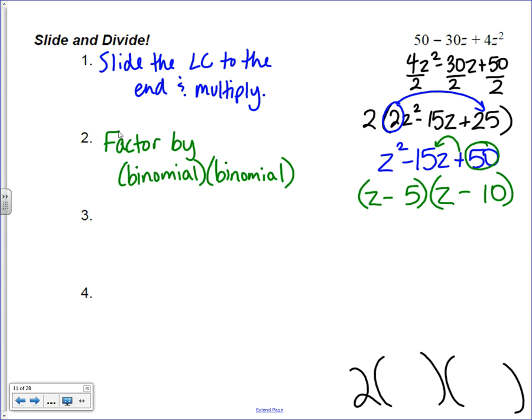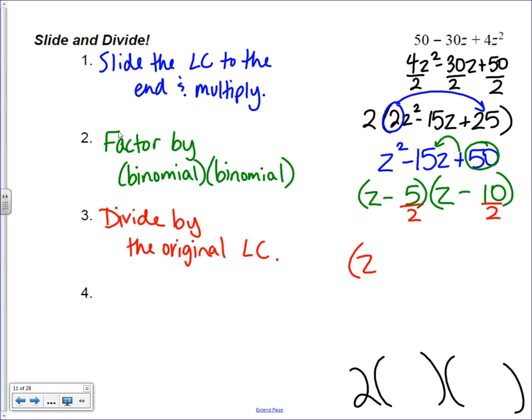Okay, but remember, that didn't actually start with a 1. What did it start with? A 2. So now we need to divide by the original. And again, I'm going to use LC for leading coefficient. What was that leading coefficient that we slid to the back? It was a 2. Notice I circled it. The whole point of me circling it is so I can find it easily. So we're going to divide those by 2. Does 5 divide by 2? It does not. Does it reduce? 5 over 2 just stays 5 over 2. How about 10 divided by 2?